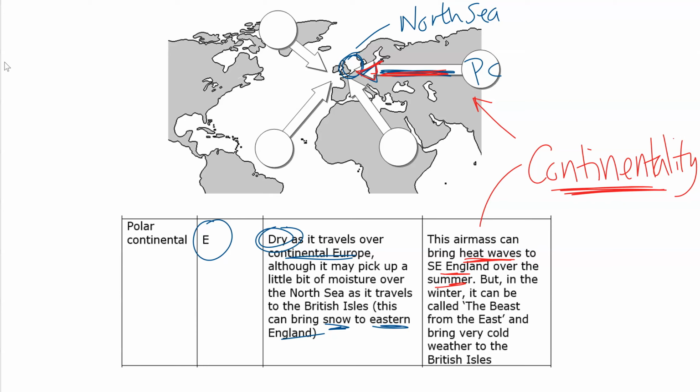But the land cools down very, very quickly in the winter. So in the winter, you get cold air here. And that very, very cold air blows all the way over Europe and heads towards us. It's got a name. You know that name, the beast from the east, can bring very, very cold air to the British Isles.